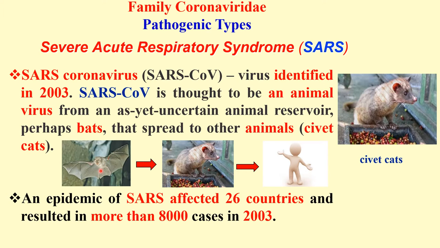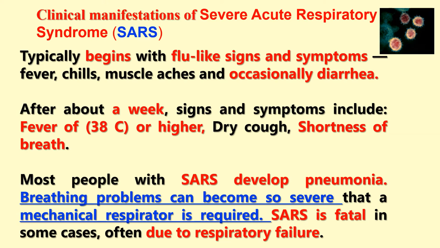So what happened is that bats, as you see here in this slide, got infected with coronavirus. And then the bat infected the civet cats, which you see here. This is the civet, or civet cats, which got infected with coronavirus from the bat. And then a genetic recombination occurred in the civet cats and resulted in the SARS virus, or SARS-CoV virus. And then the SARS-CoV virus transmitted to humans and led to the SARS outbreak. The epidemic of SARS affected 26 countries and resulted in more than 8,000 deaths in the year 2003.